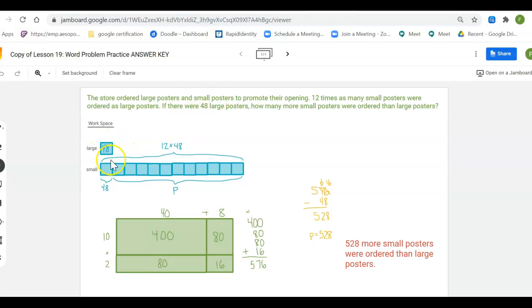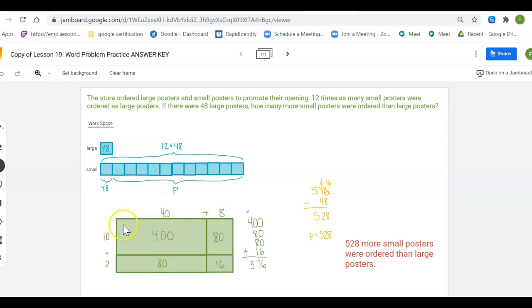So 48, I've got it right here. For small posters, we know that 12 times as many small posters were ordered as large posters. So that's going to be a multiplicative comparison. 12 times as many times 48 large posters. So 12 times 48. And this is going to give us the total number of small posters ordered.